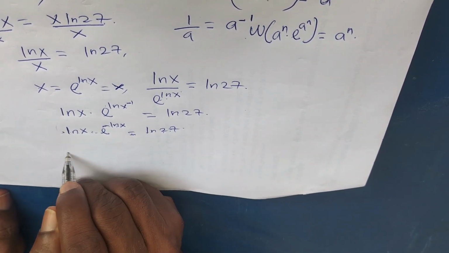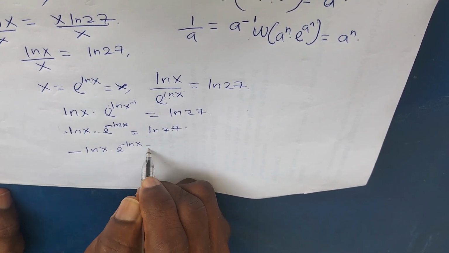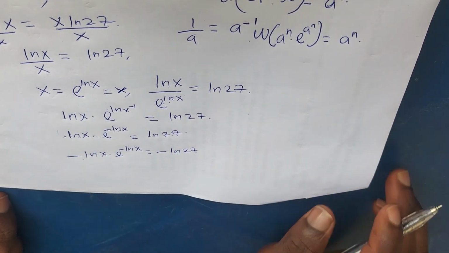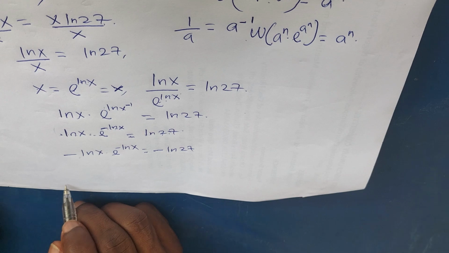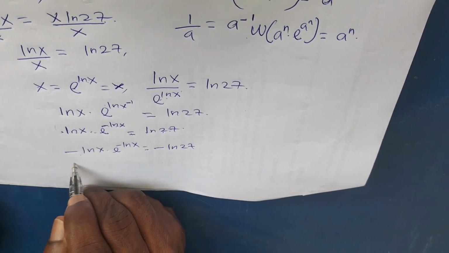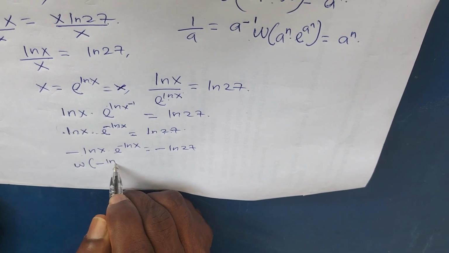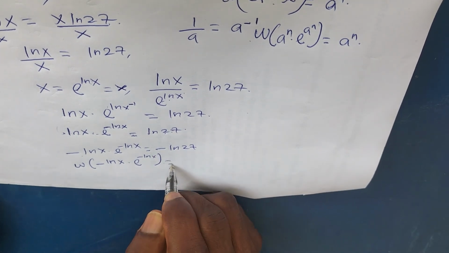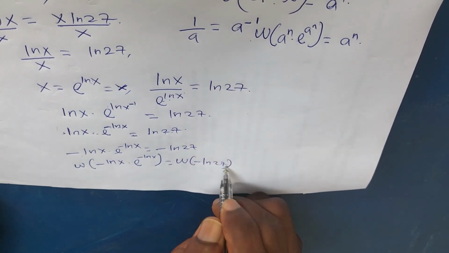So we can say negative ln of x times exponent of ln of x equals negative ln 27, because this negative sign will cancel off this one. So now we can take the Lambert W function of it. We can say the Lambert W function of negative ln of x times exponent of negative ln of x, close bracket, equals the Lambert W function of negative ln of 27.